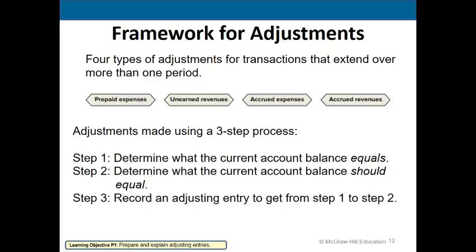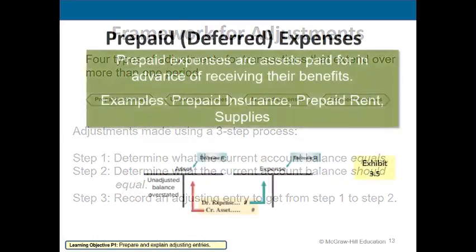These four types of adjustments are made using a three-step process. First, you want to determine what the current account balance equals. Well, you should be able to do that really easy from your ledger accounts. Step two, you want to determine what the current balance should be or should equal. And then you want to record an adjusting entry to get step one to step two. So let's see how that works.